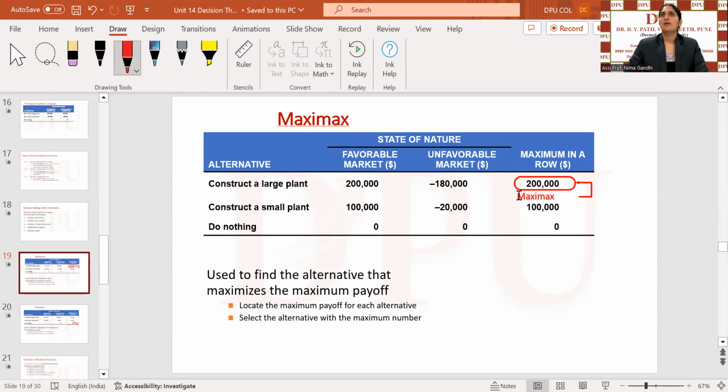So you are ready to accept all the challenges for making this profit of 2 lakh. You don't know whether the market remains favorable or unfavorable, but still you're taking a decision by remaining optimistic that surely the market remains favorable and you will make a maximum profit of 2 lakh. So this is the maximax criteria.